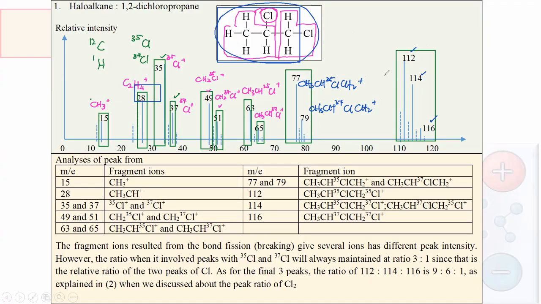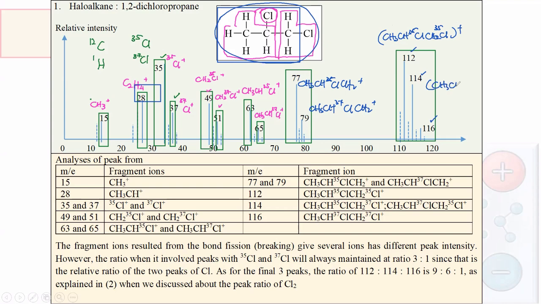112 is given by CH3CH35ClCH2 35Cl plus. Whereas for 114, there are two possibilities.